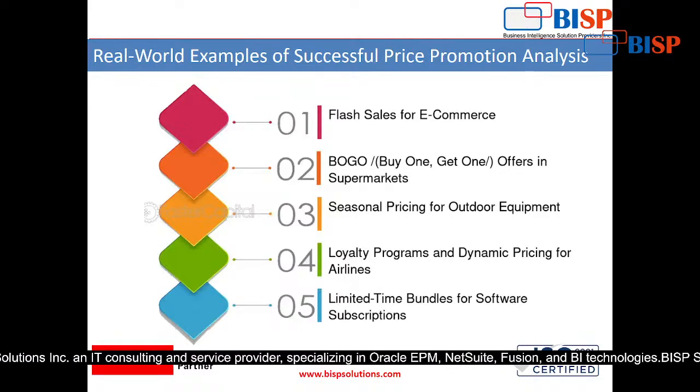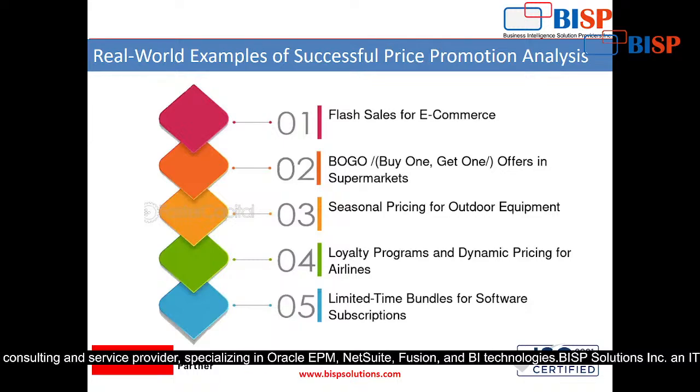Then you see here flash sales for e-commerce, real world examples of successful price promotion. Flash sales for e-commerce, buy one get one offer in supermarket, seasonal pricing on outdoor equipment, then loyalty programs and dynamic pricing for airlines, and limited time bundles for software subscription. These are the promotion types, right? Real world examples of successful price promotion analysis. These are some examples of price promotions.